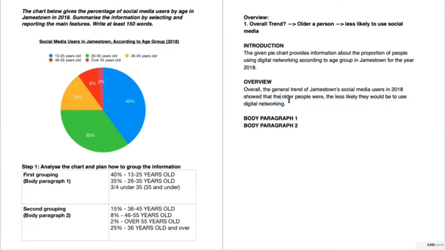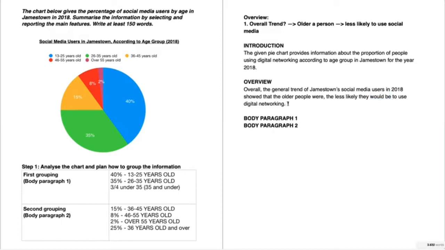So we see here that the older people were, the less likely they would be to use digital networking. Now, this is a type of conditional phrase. So again, remember, people is a plural word. It is irregular. So we've got one person, two people. So we need to use the plural form of the verb to be. And since we're doing sort of a second conditional here, we see that if people were older in our study, they would be less likely to use digital networking. So we have the past tense of the verb to be, and then the would plus the bare infinitive. So the less likely they would be.